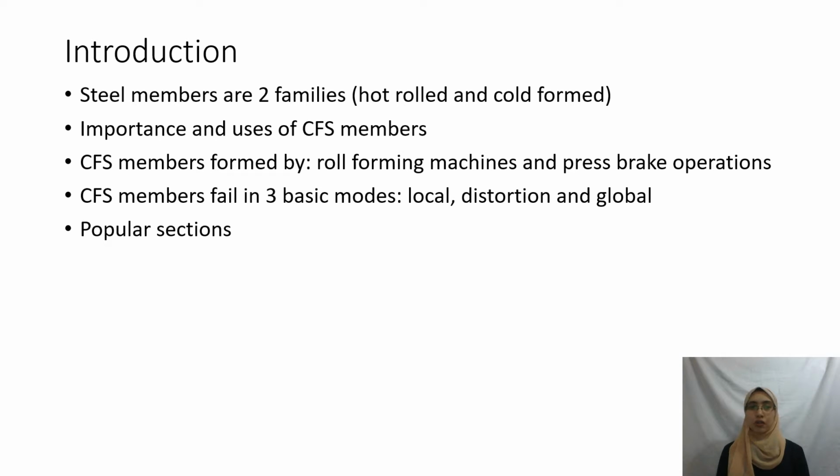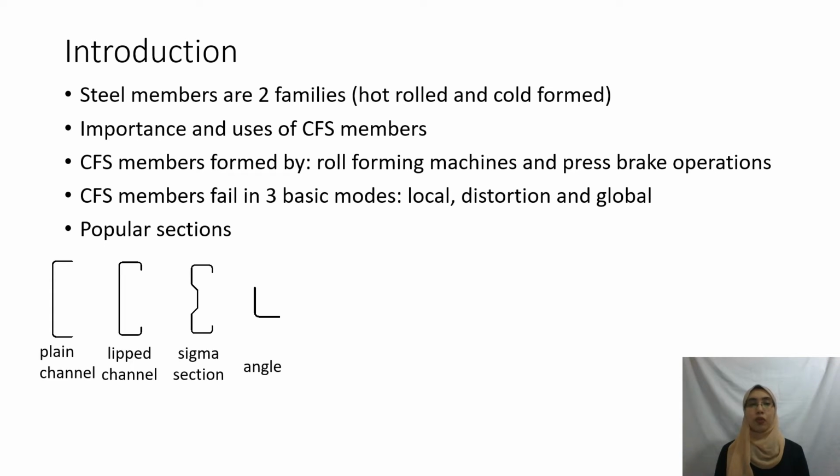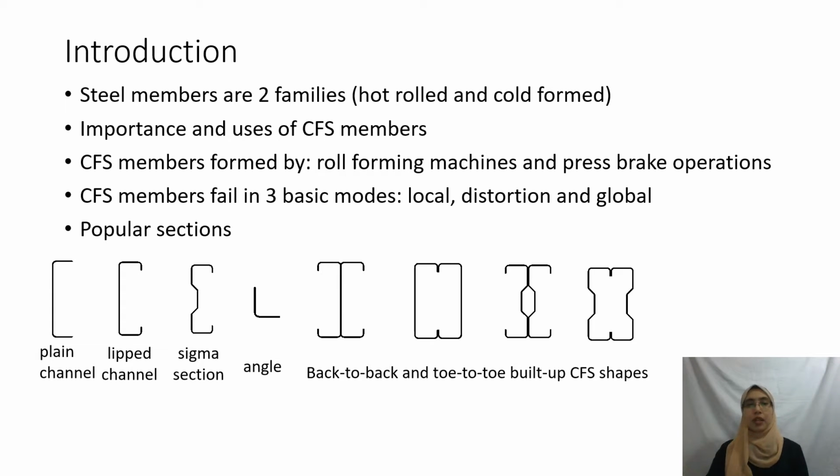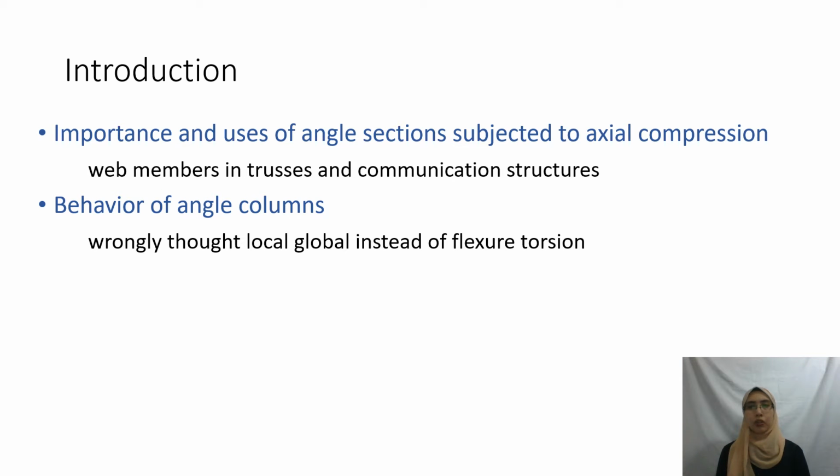Cold-formed steel members can be formed by bending of thin sheets by either roll-forming machines or press brake operations. Cold-formed steel members fail in three basic modes: local, distortional, and global. Local and distortional modes are characterized by deformation, whether translation or bending, of the plates forming the section. Popular sections of cold-formed steel members are channels, plain and lipped, angles, and sigma sections that can be built up back-to-back or toe-to-toe.